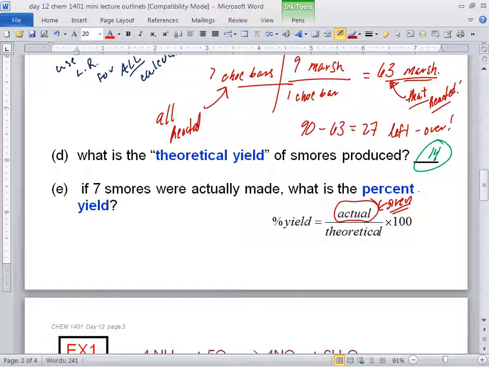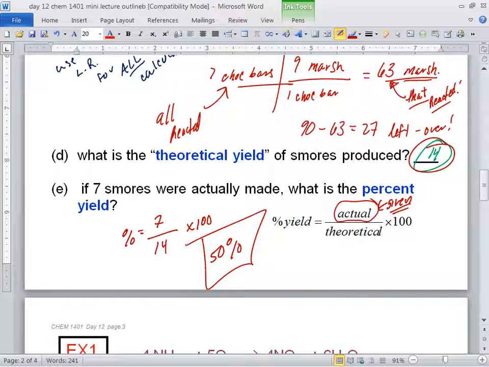So the actual is the experimental. Not everything's perfect, so it's always smaller than the theoretical. It's always smaller. But they have to give it to you. You don't know what the heck came up with the experiment. So divide the actual by the theoretical, and you get 100. So for if 7 s'mores were actually made, the percent would just be 7, theoretical we said was 14, times 100, 50%.